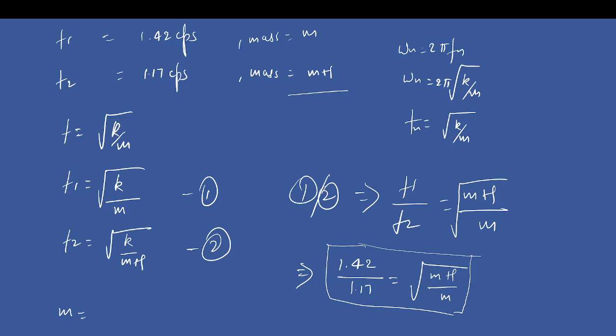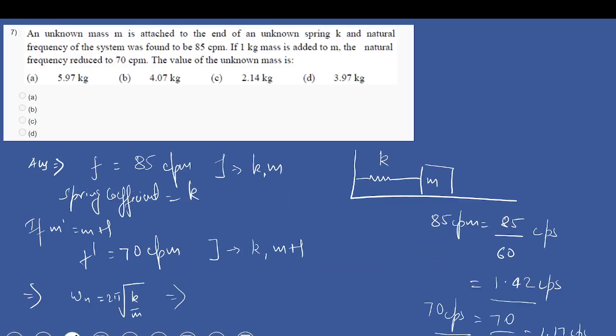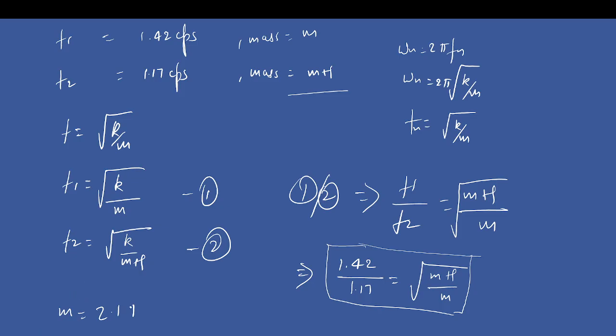How much are you getting? Sir, 2.11. I think I recalculated from the calculator. Okay, scientific. M is 2.11. Yeah, I am having the answer as C, 2.14 kg. So it's fine. The correct answer is C. M is equal to 2.14 kg.